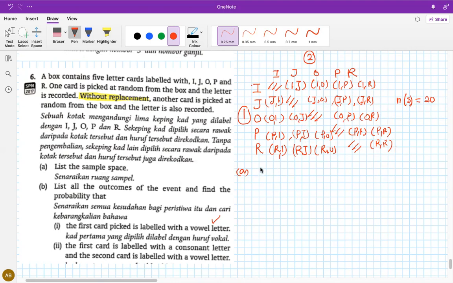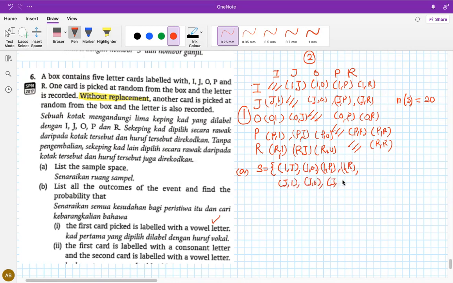When you list down, you must list down the sample. So you cannot say, oh, I have this table already, all my outcomes are here. This is not how you list down the sample space. So you have to list down one by one. IJ, IO, IP, IR. Okay, so I have to list down. If not, later on you follow whatever I do.